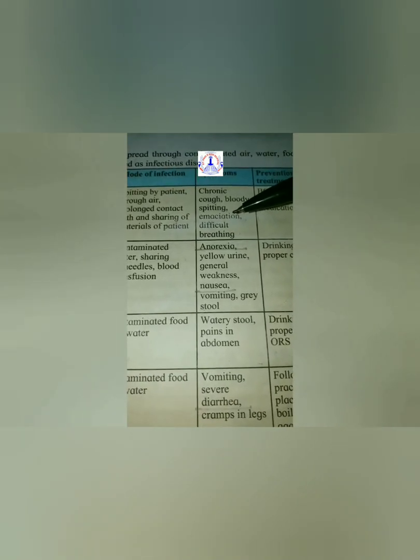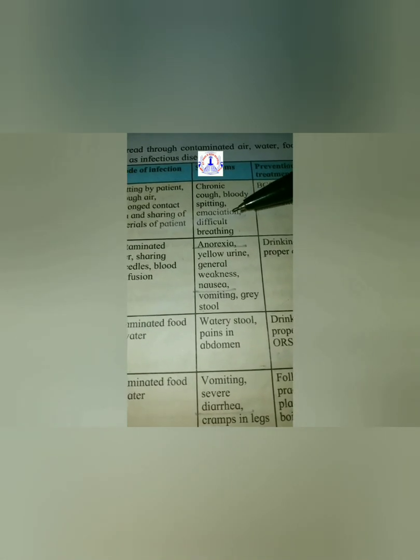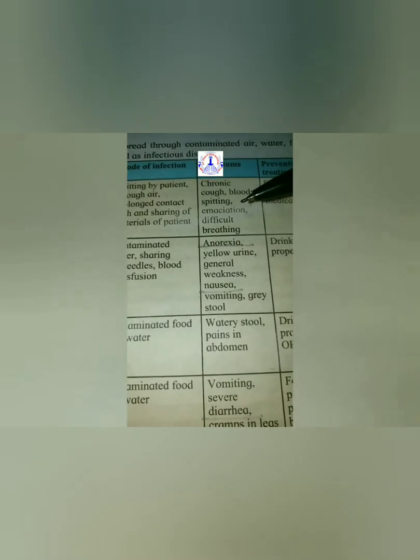Next is symptoms. Chronic cough means the cough will be for a long time. Bloody spitting: in the spit we will see that blood is also coming. Emaciation is the condition of being extremely thin. The person suffering from the disease will be a very, very thin person. Difficult breathing: there will be difficulties in breathing.